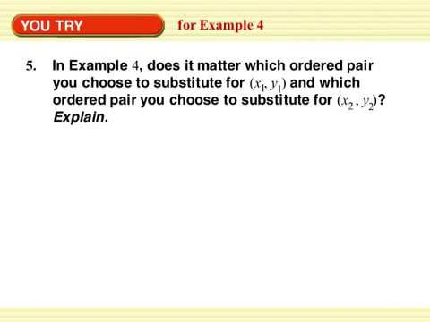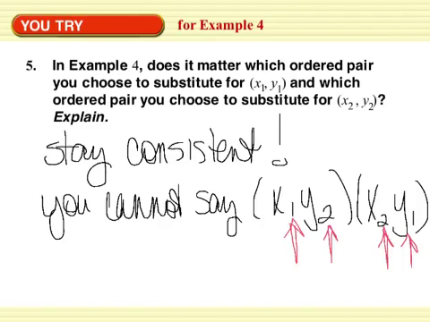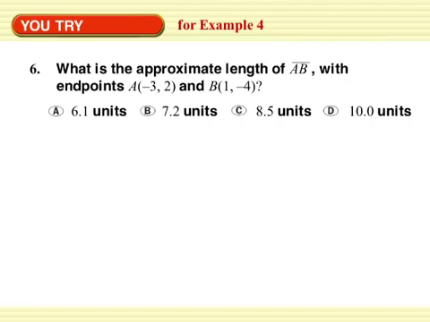You try. In example 4, does it matter which ordered pair you choose to substitute for x1, y1, and which ordered pair you choose to substitute for x2, y2? Push pause. Think through your own answer before you listen to mine. Okay, you need to stay consistent. As long as you pick 1 point for x1, y1 and 1 point for x2, y2, your math is going to work out. But you cannot change like x1, y2, x2, y1. Okay, they have to be the same point. Alright, you try again. What's the approximate length of AB with those endpoints? Push pause and calculate it on your own.